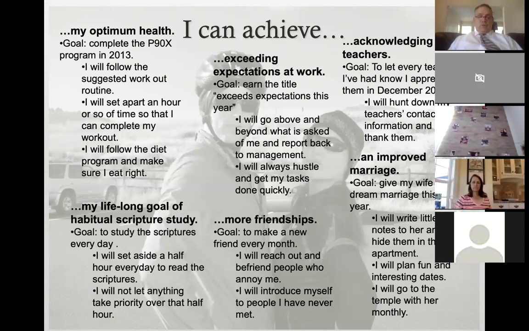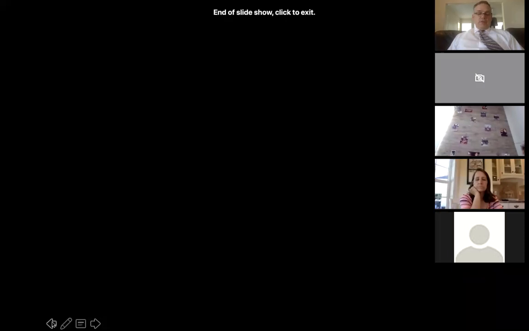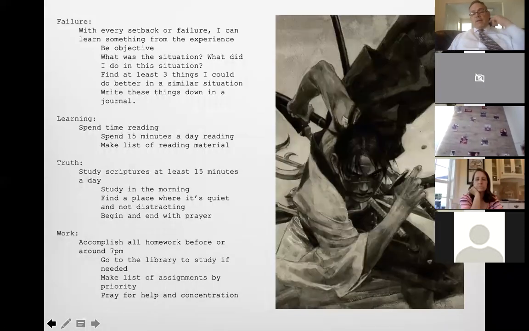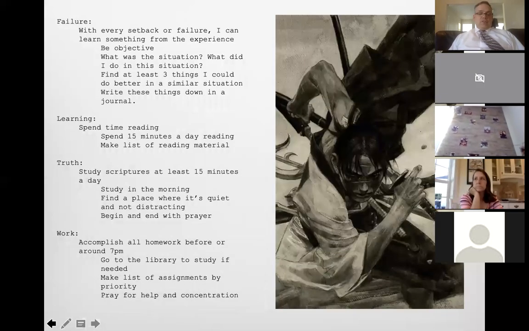So let's go to another Creed document example. Now you can see that in this example, all of the Creed document elements are on one page. In this example, this person is going to list multiples on a page. Okay, but that's okay. There's no set formatting. So let's do the truth. She's listed her values. Okay, her values are failure, learning, truth, work. Let's go to the next one to see what other values she has. Creativity, health. So in this example, truth: study scripture at least 15 minutes a day.